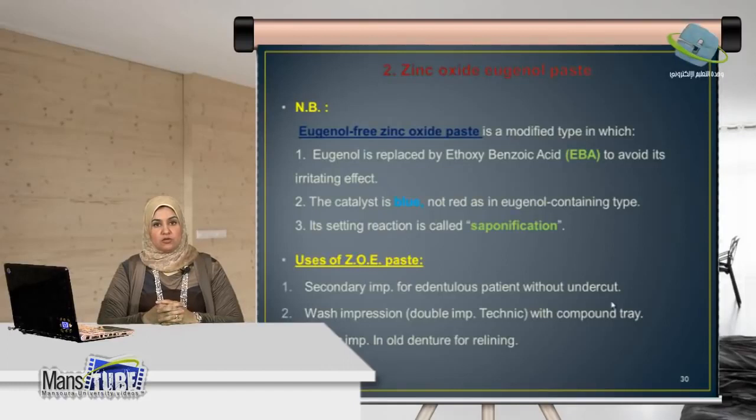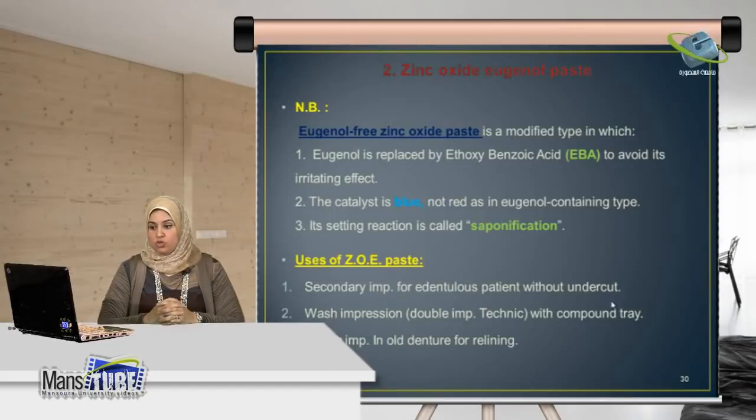What are the uses of zinc oxide eugenol paste? It is used to take secondary impression for edentulous patient without undercut, and we said secondary because it has good flow, and for edentulous patient without undercut because it is a rigid material.